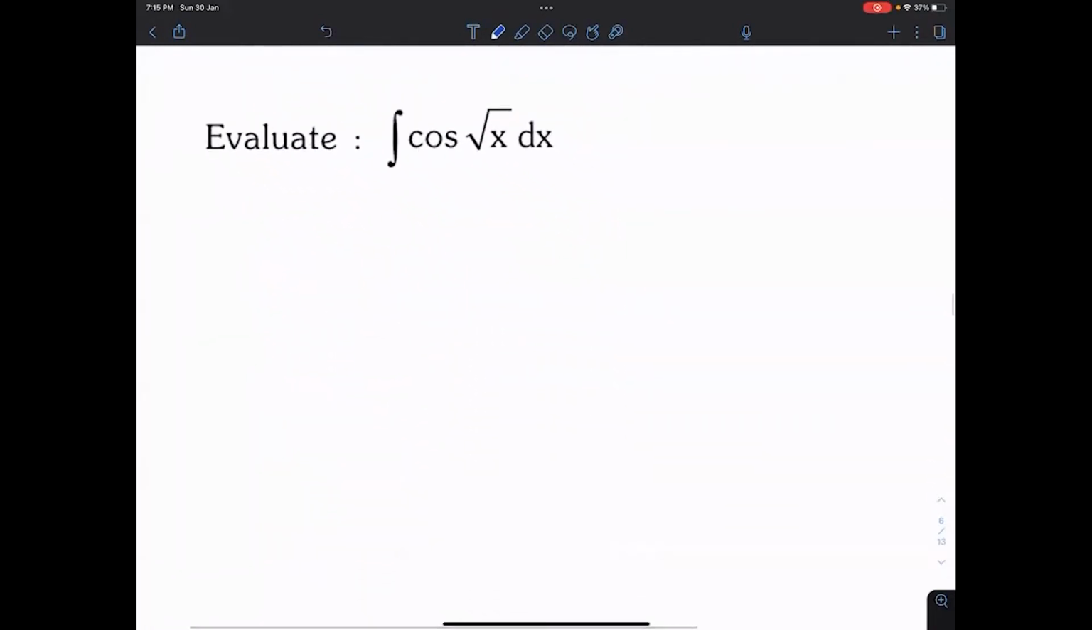Next, this one. Everyone see this question? Evaluate cos root x. They have given.